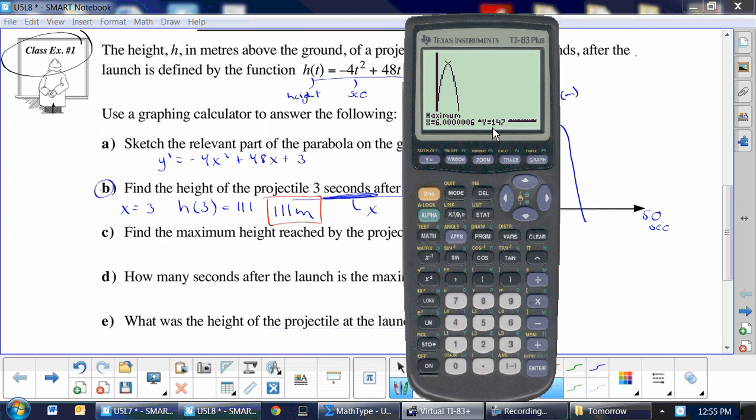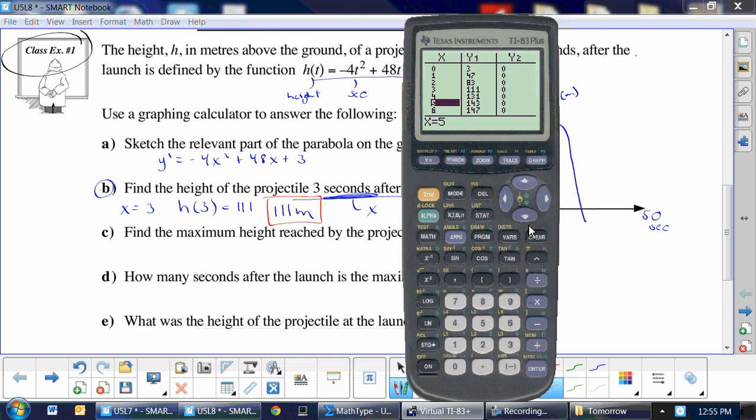Yes, Lucas? The table works pretty well for this one because we know it's 6. We can see it's going to be close. But if your maximum was at, like, 260, you wouldn't want to scroll through the table. So in a graph like this, that's a pretty easy solution, but in some of them, it won't be.